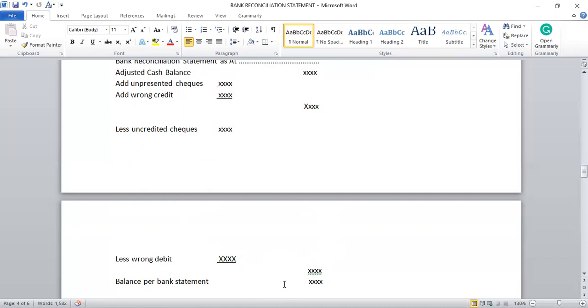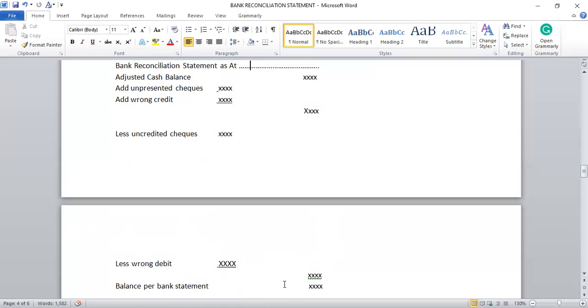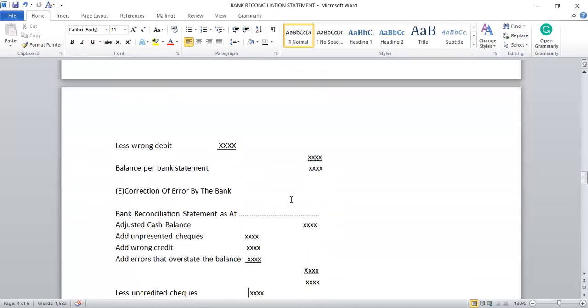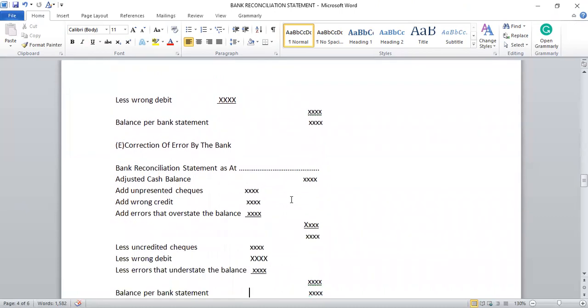That is when there's what? This format is what? When there's wrong debit or credit by the bank. That's when you use this format. E, correction of error by the bank. So when there's an error in the bank statement, this is how you go.